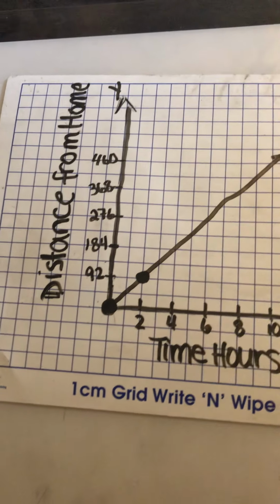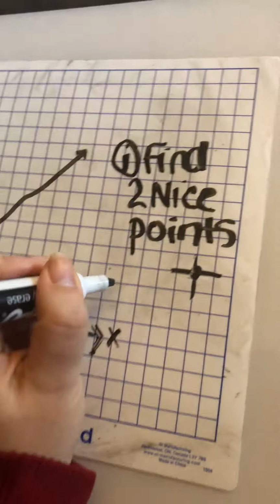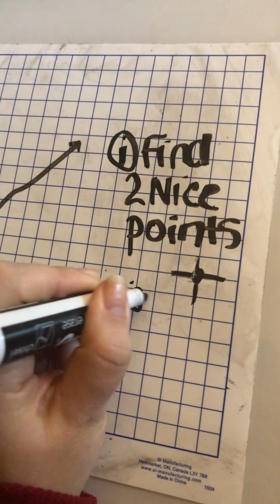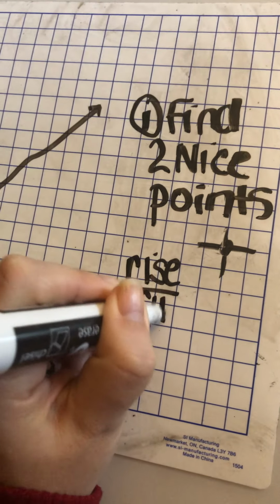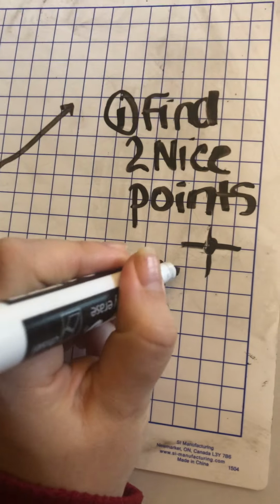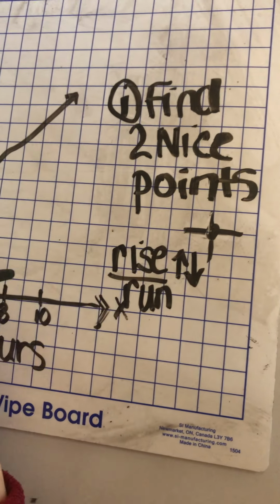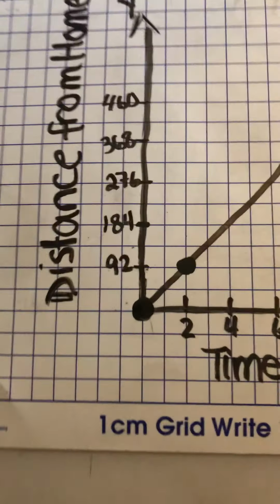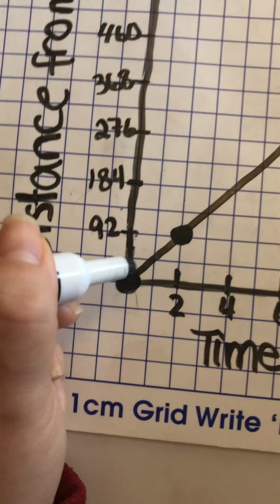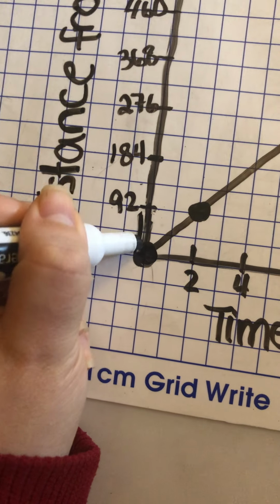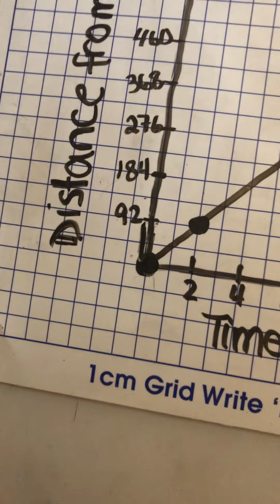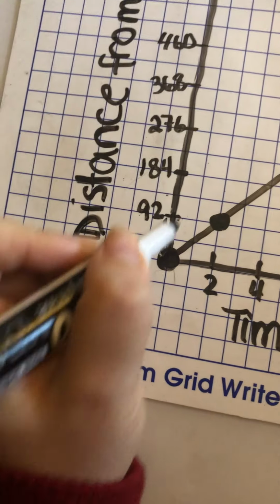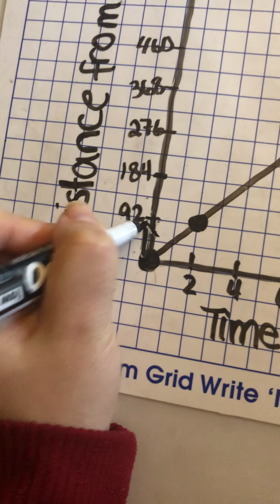Okay? So once you have those two nice points, you want to find the rise over the run. Some of you might be remembering this. The rise is how many up or down, and the run is how many to the right. So we go to our graph, and although this looks like it's only two boxes, we have to use the numbers on the graph to figure out what that distance actually was.